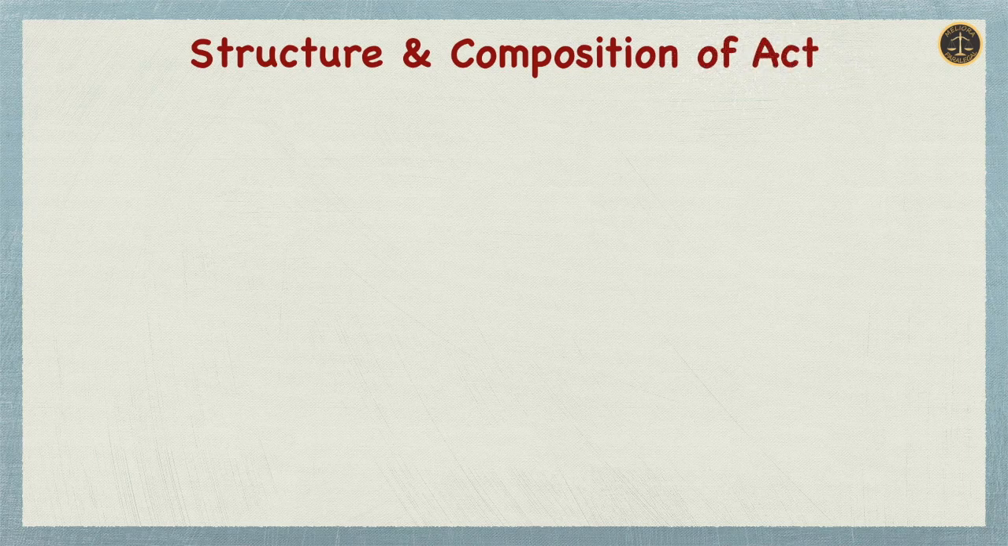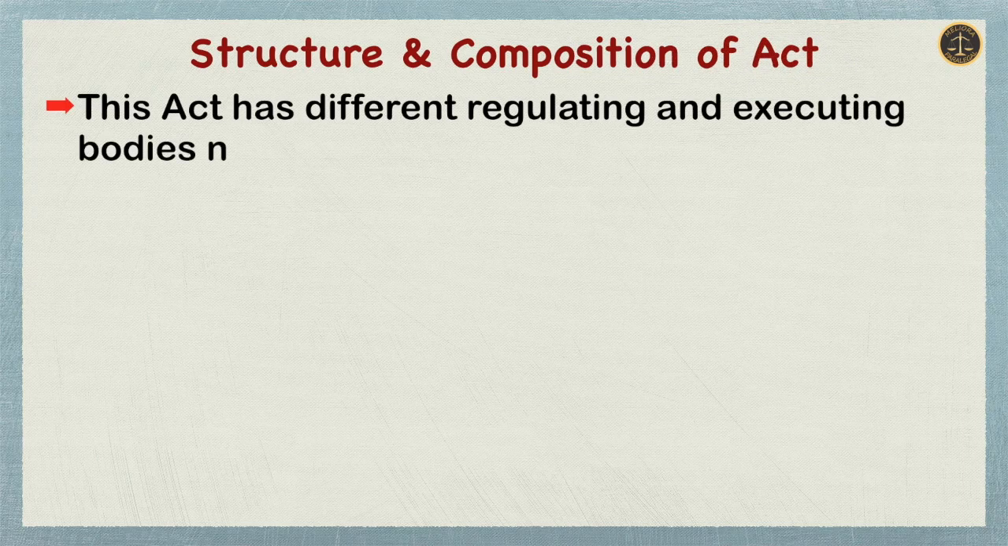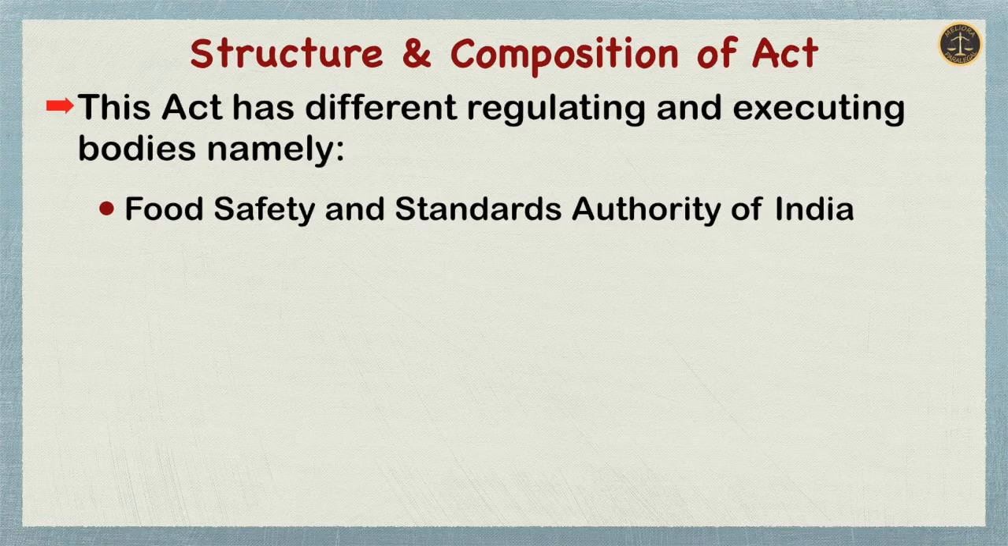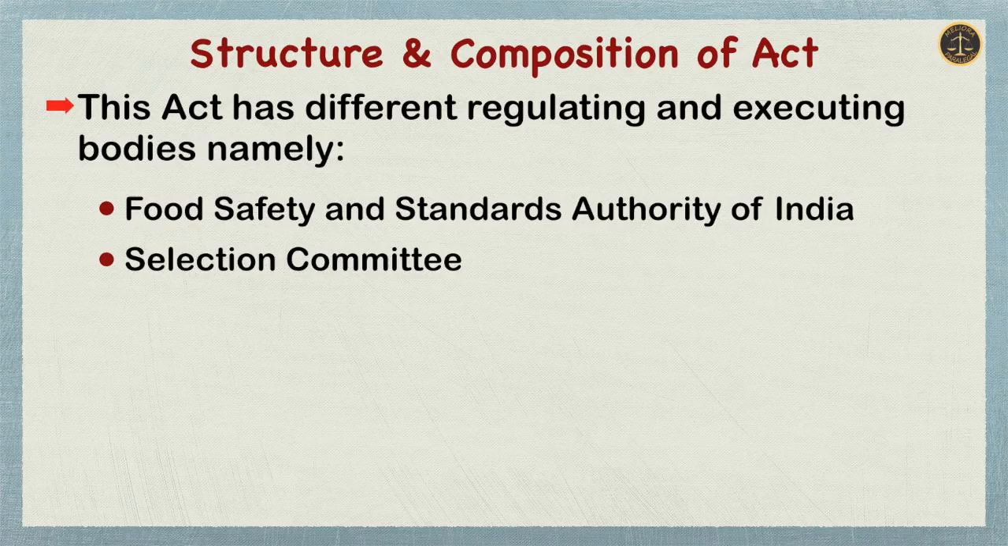So, now let us check the structure and composition of the Act. This Act has different regulating and executing bodies, namely the Food Safety and Standards Authority of India. It consists of a chairperson and 22 members, out of which 1/3 shall be women. Next, Selection Committee. The central government shall, for the purpose of selection of the chairperson and the members other than ex officio members of the Food Authority, constitute a selection committee.